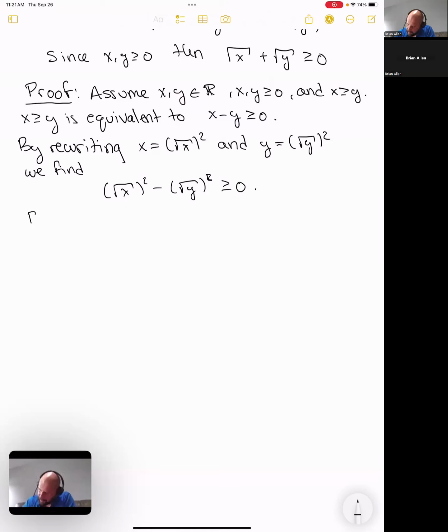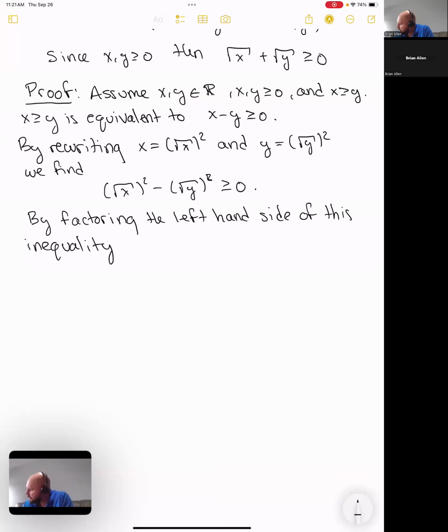So by factoring the left-hand side of this inequality, we find, okay, so now we rewrite this as the square root of x plus the square root of y times the square root of x minus the square root of y, and that's bigger than or equal to 0.